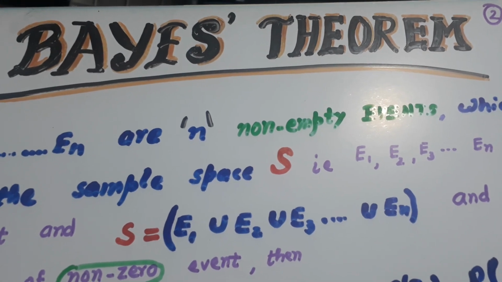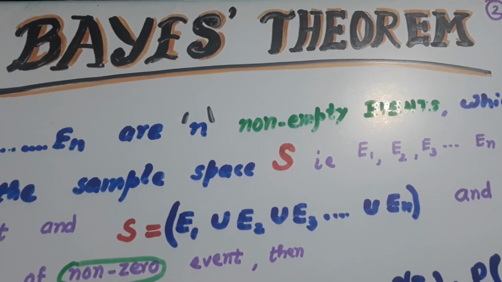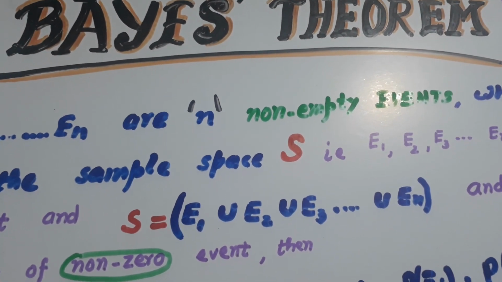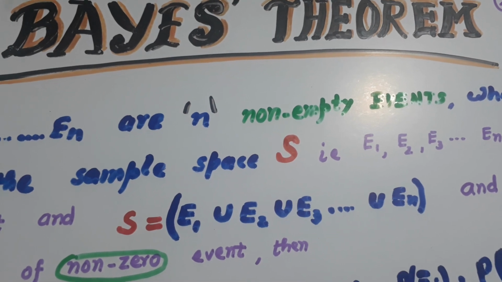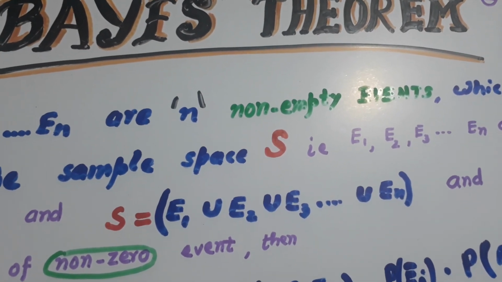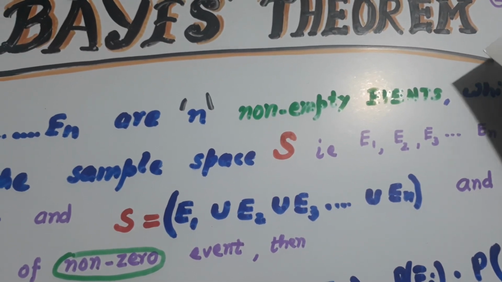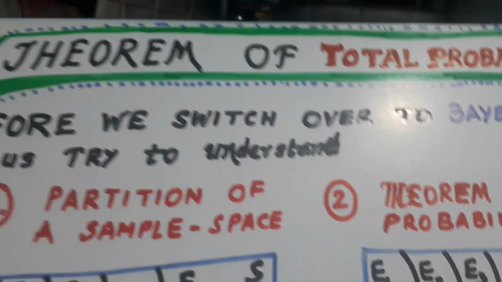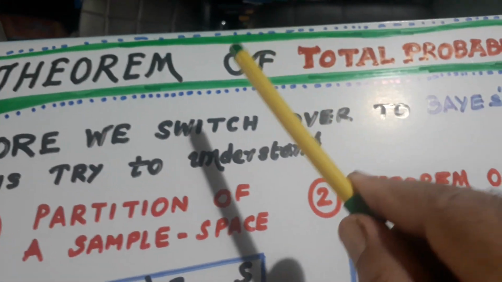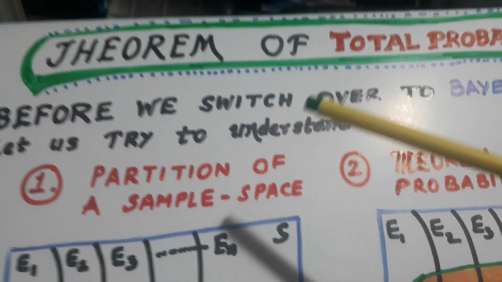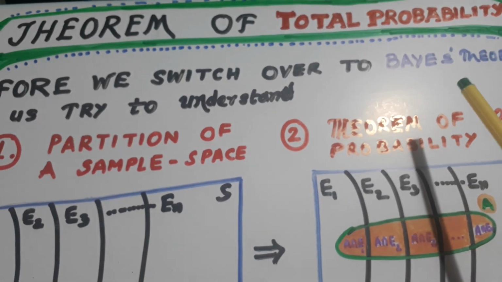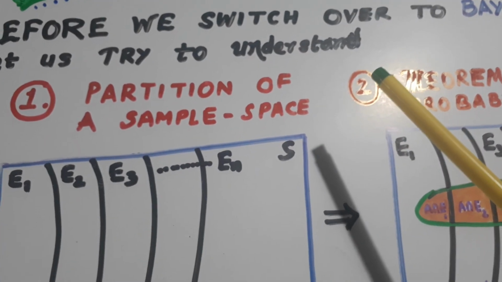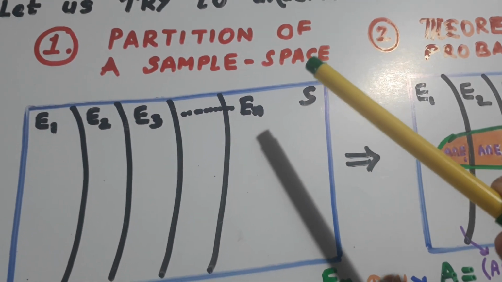Bayes theorem will be the topic which I am going to take today. Before we do that, we must understand the theorem of total probability. So here are my notes on that. Firstly, we will discuss this, then we will come to Bayes theorem. This is the theorem of total probability. So before we switch over to Bayes theorem, let us try to understand number one, partition of sample space.